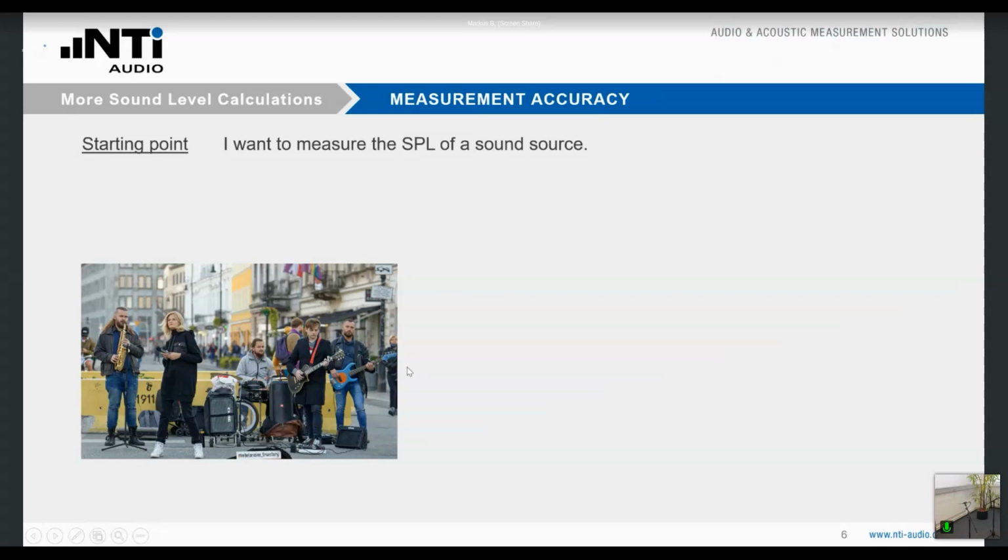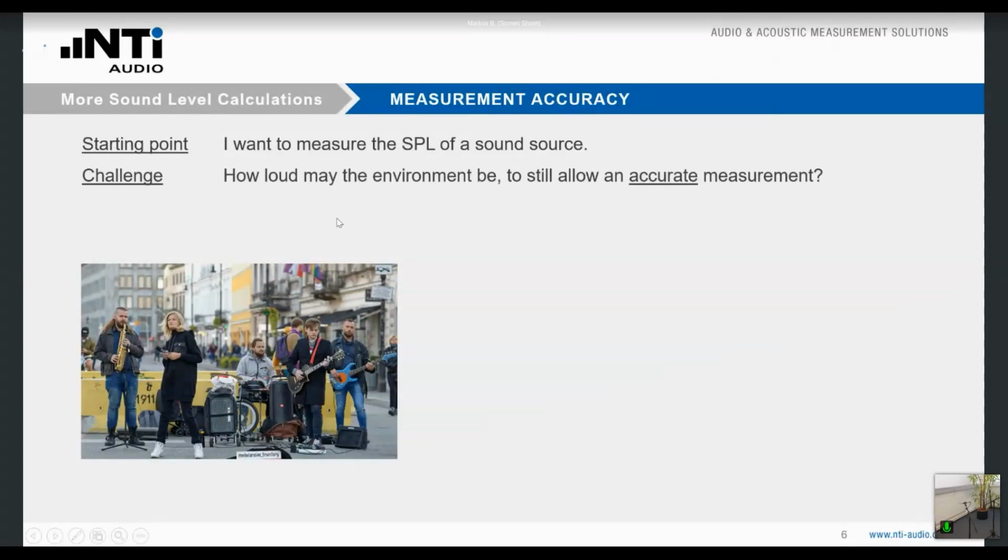Well, of course, you can execute a measurement, but as you see, behind we have a street scenery, we have maybe cars or motorcycles driving by, creating noise. So how sure can you be that your measurement actually represents the level of this band? So how can you ensure the accuracy of your measurement? Especially when we have to consider that there is an environmental noise.